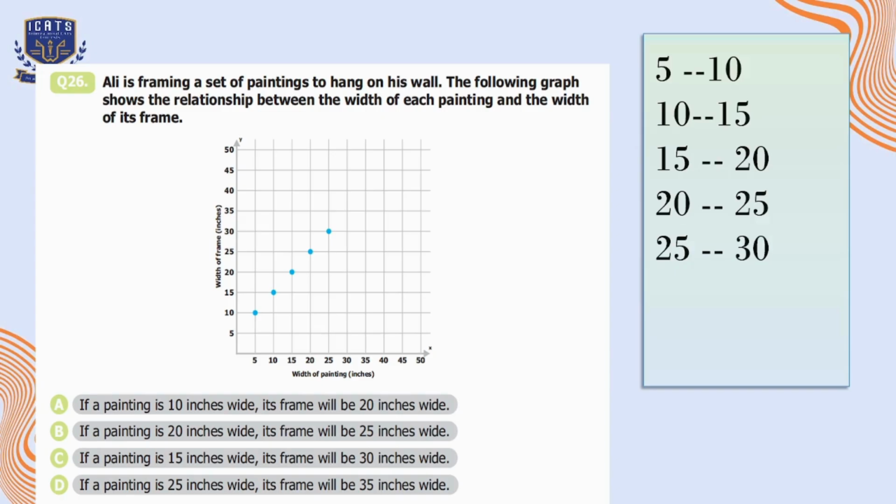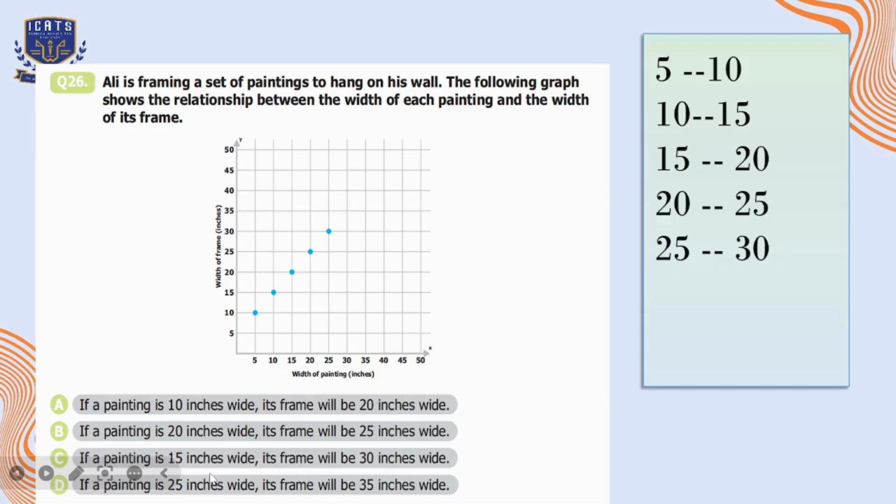Now let's read the options. Option A is if a painting is 10 inches wide, its frame will be 20 inches wide. So we can see it's wrong because for 10 inches wide painting, the frame will be 15 inches. Option B is if a painting is 20 inches wide, its frame will be 25 inches wide. Which is right, we can see it over here as well. For the 20 inches wide painting, the frame is 25 inches wide.